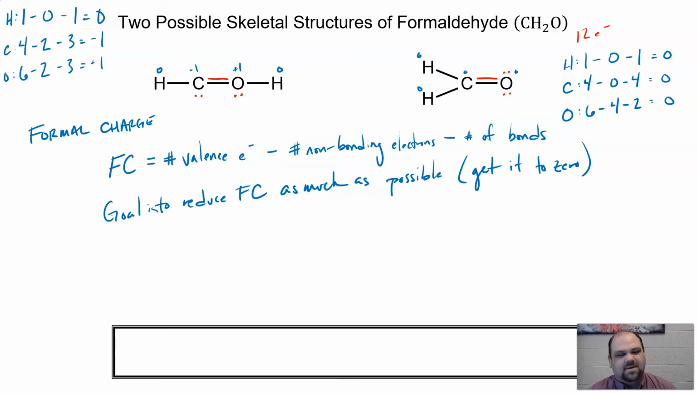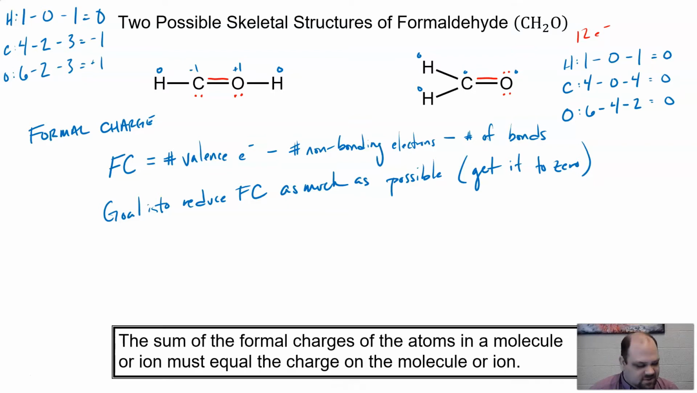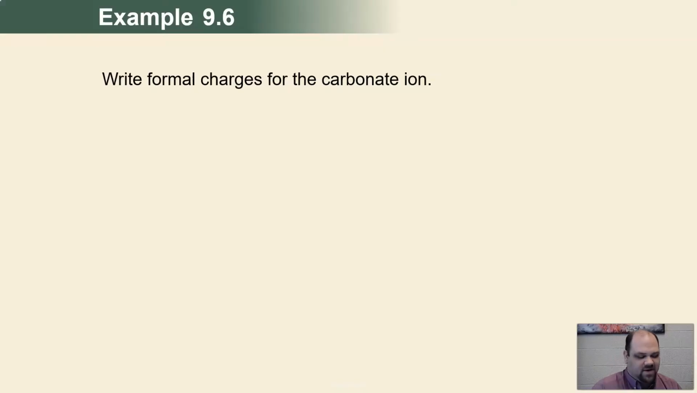Okay? Generally speaking, the sum of the formal charges for the atoms in a molecule has to equal the charge on the molecular ion. In this case, they both do that, right? They both have formal charges equal to 0 overall. However, we've reduced the formal charges to 0 on every atom for the molecule on the right. Okay? So, formal charges for the carbonate ion.